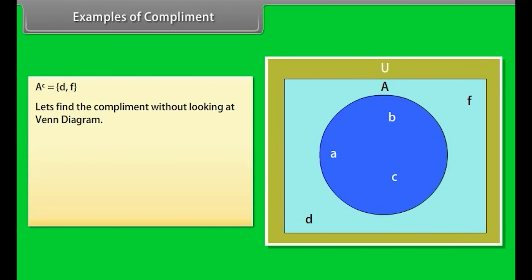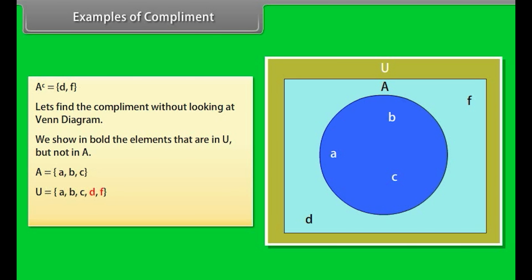Let's find the complement without looking at Venn diagram. We show in bold the elements that are in U, but not in A. A is equal to {A, B, C}. U is equal to {A, B, C, D, F}. So, complement of A is {D, F}.